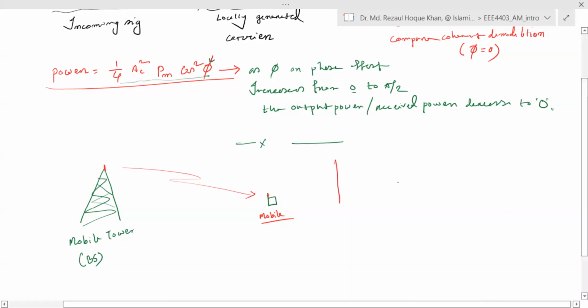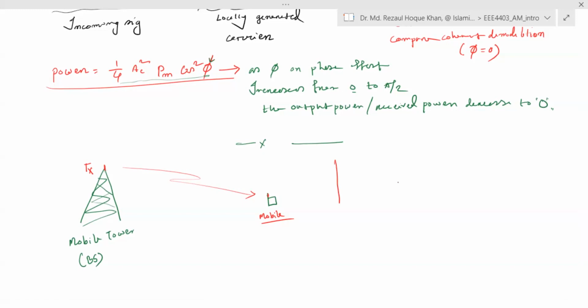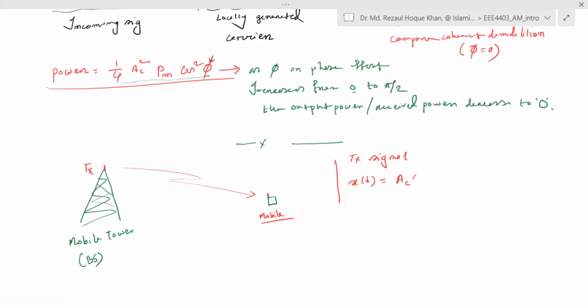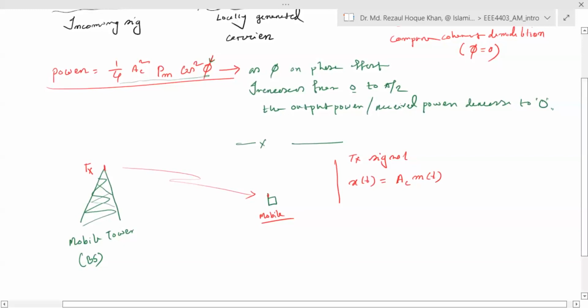Now, from this tower, for example, this is a transmitter. So what does the transmitter transmit? Say the transmit signal x(t) is Ac m(t) cos 2 pi fc t. So this is the signal that the transmitter transmits.